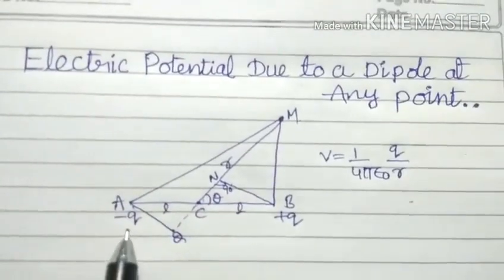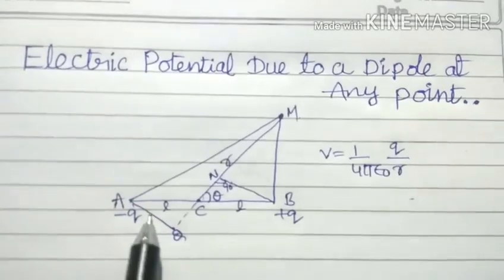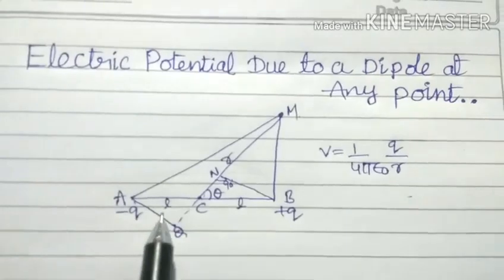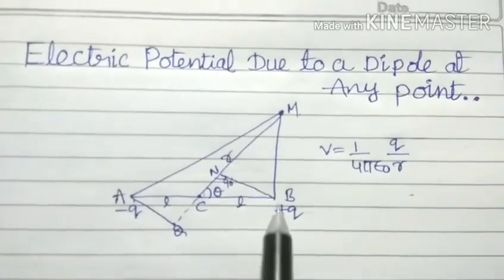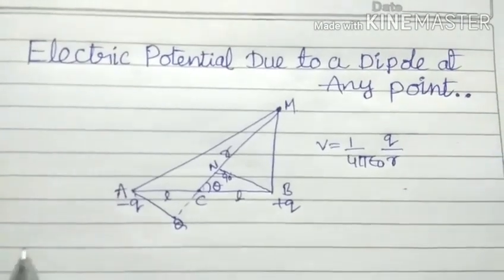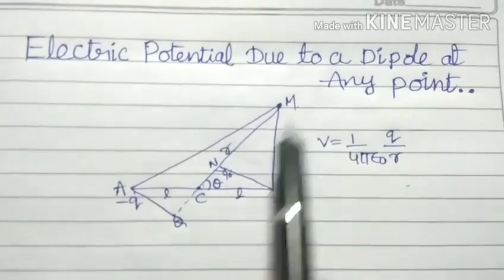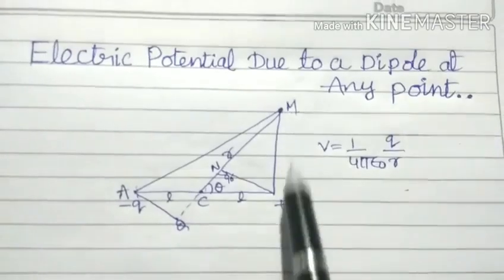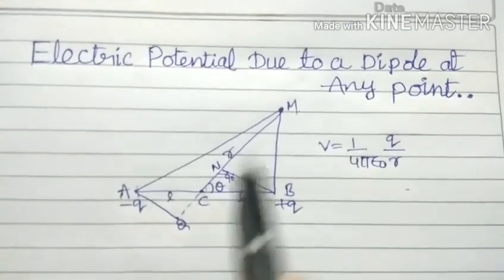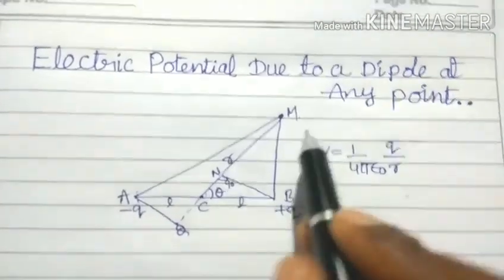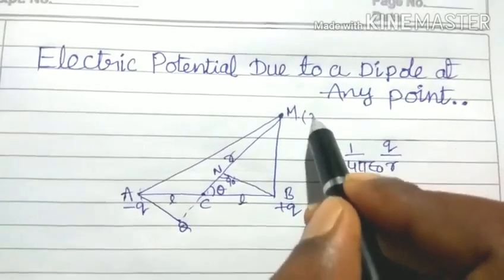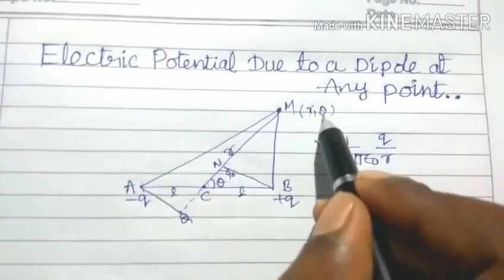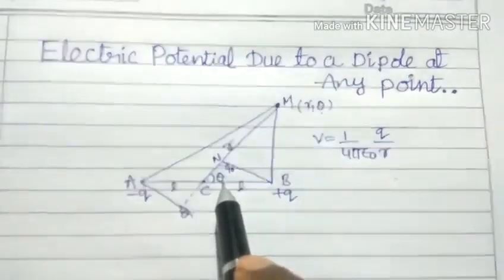Here two charges, minus Q and plus Q, are separated by a small distance 2L, that is L plus L. That arrangement is known as the dipole. The distance from the minus Q charge to point M is AM. The distance from the plus Q charge to point M is BM. From C to M there is a position vector R. So M represents R comma theta. R is the position vector, theta is the angle of elevation.